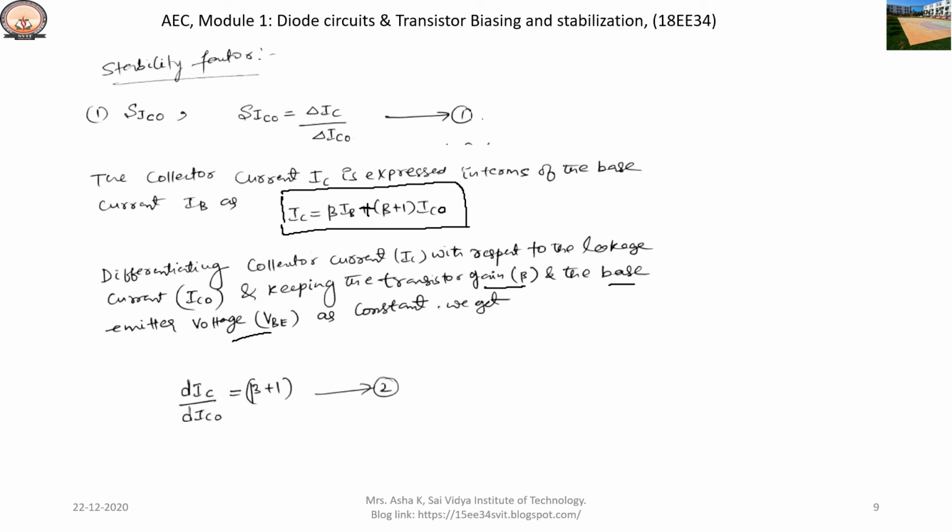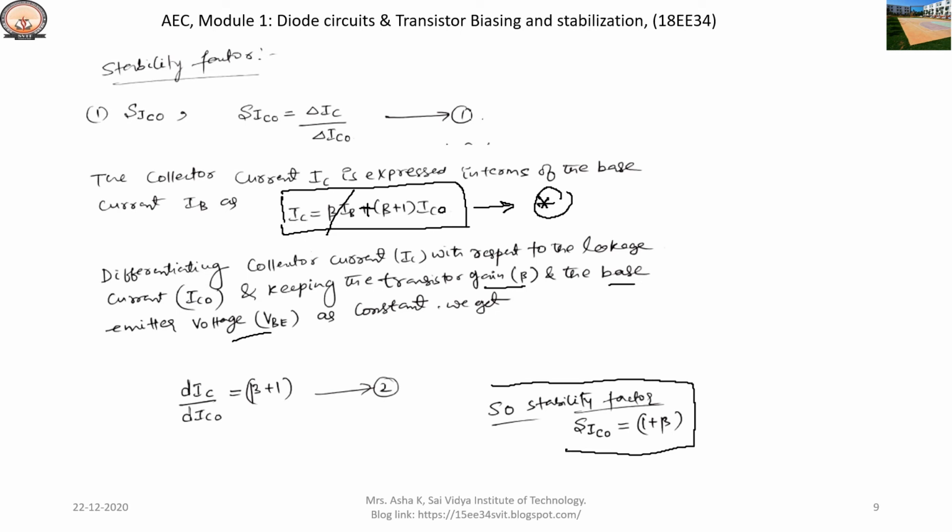That is, differentiating this particular equation star with respect to ICO, delta IC by delta ICO is equal to, since this term is constant, we are going to get 0 here, then ICO with respect to ICO differentiation is 1 and we'll be remaining with beta plus 1. Hence, the stability factor for fixed bias configuration with respect to the leakage current ICO is given by SICO is equal to 1 plus beta.